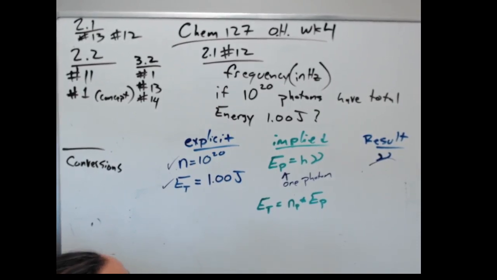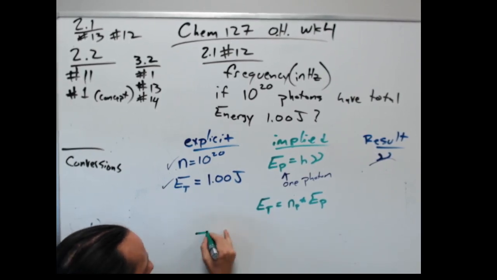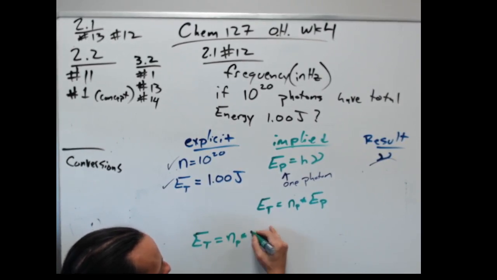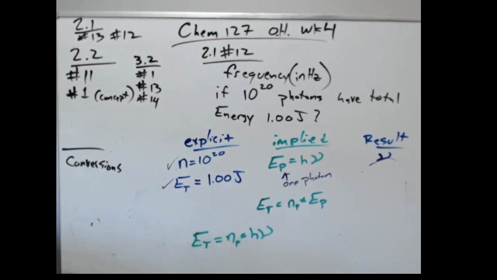So now I just rearrange these things. I drop my energy of the photon in here, and I end up getting my total energy is equal to the number of photons times h nu, the energy of the photon.